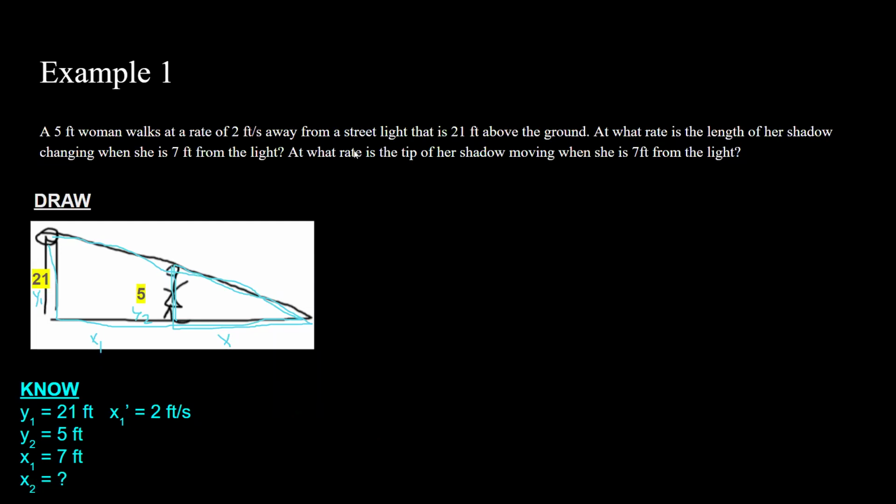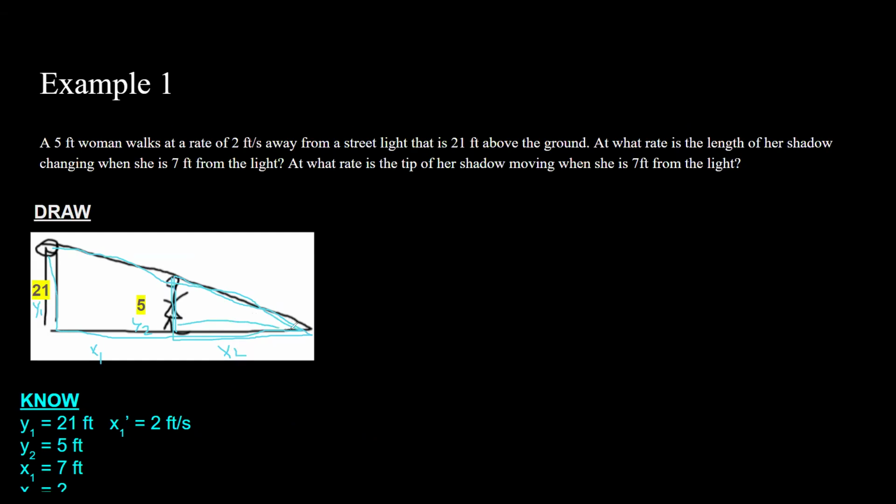By the way, the reason why we have it like this is because her shadow always goes away from the light, right? That just makes sense. So that's why we have to draw it like this, like a triangle. So we know why we were given y1 and y2.